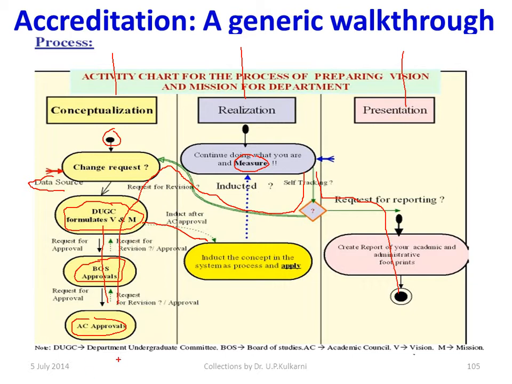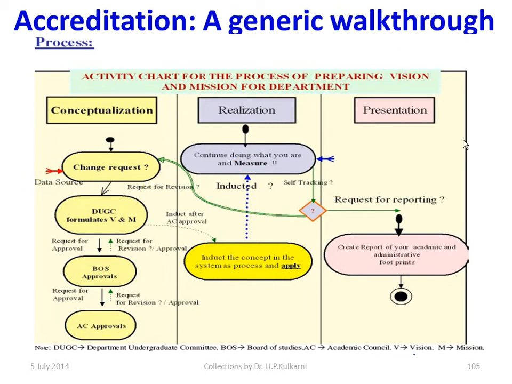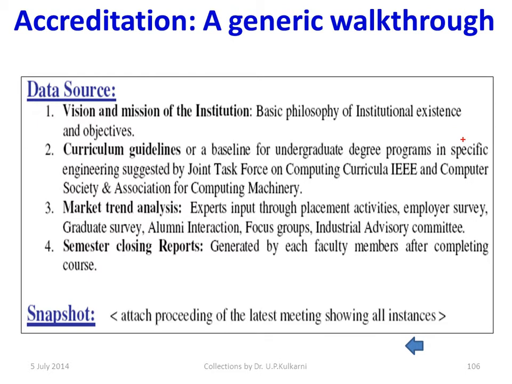Here DOGC stands for Department Undergraduate Committee, BOS Board of Studies, Academic Council AC, V is for the vision, M is for the mission. Now look into, for this we have used a term called data source. For any process you have a data source which provides data for that. So here a vision, mission of the institution, the basic philosophy of the institution, objectives, curriculum guidelines, right, market trend analysis, semester closing reports, and many other things that you can include while creating this. They all become data source.